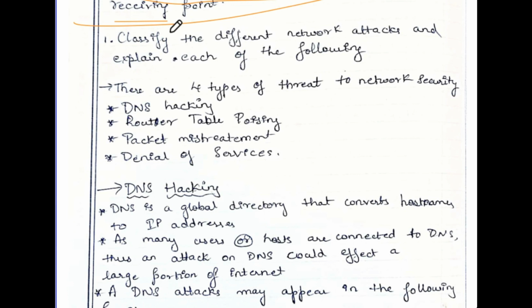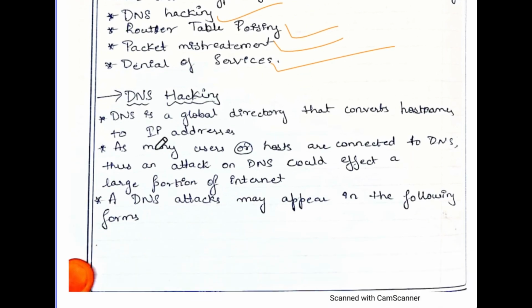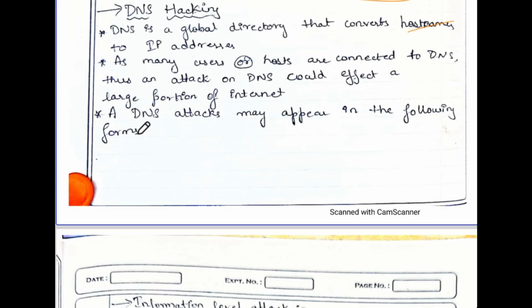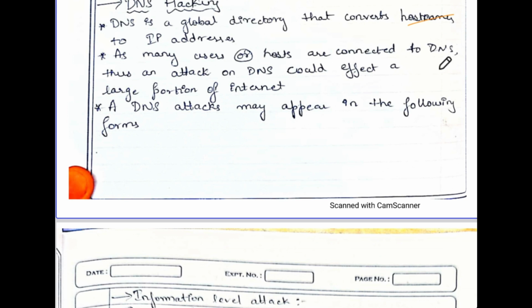Explain different attacks in each of the following. There are four types of threat to network security: DNS hacking, router table poisoning, packet mistreatment, denial of services. DNS hacking. DNS is nothing but a server that has the IP address for host names. Many users and hosts are connected to DNS. So whenever a DNS is hacked, large portion of internet is affected. A DNS attack may appear in the following form.